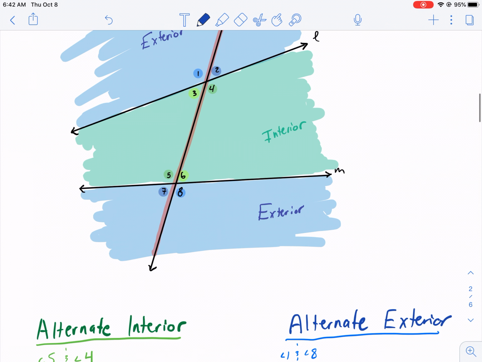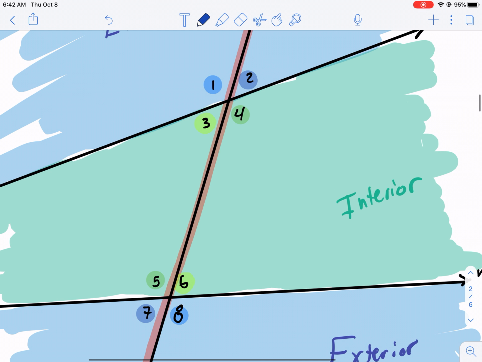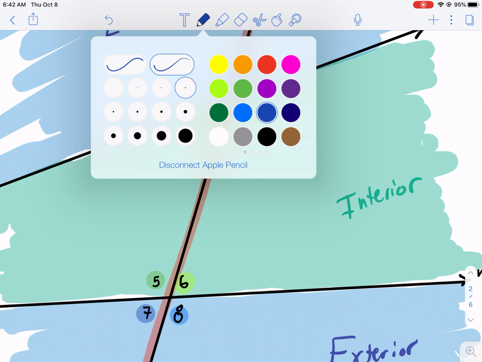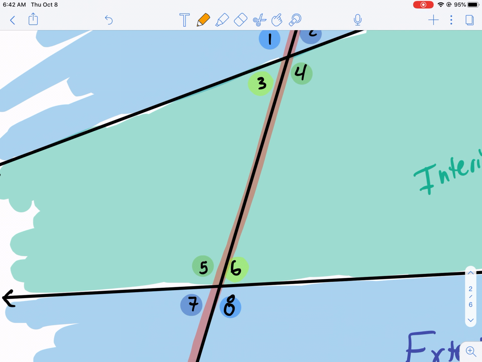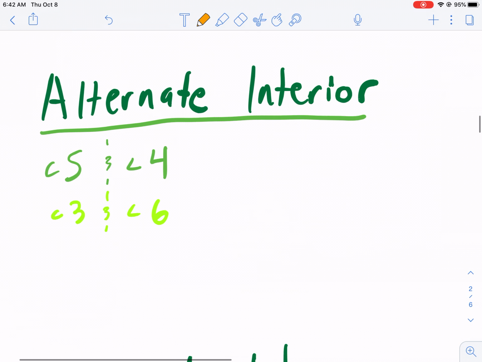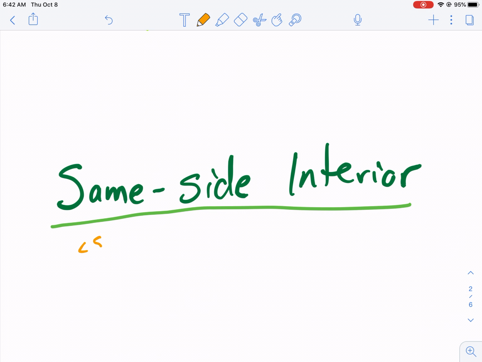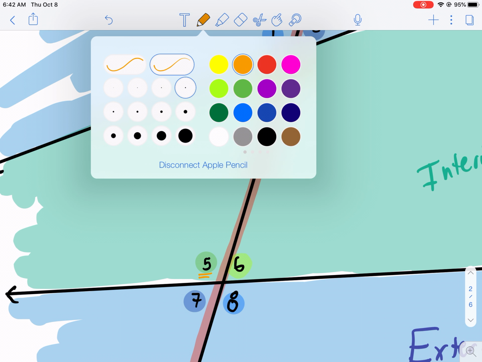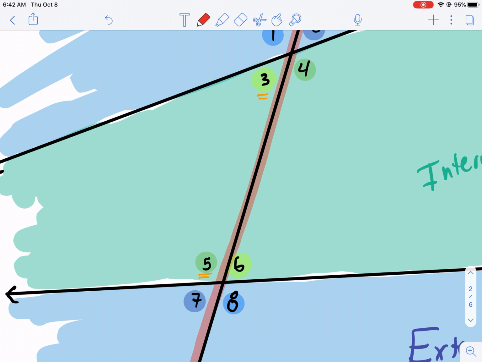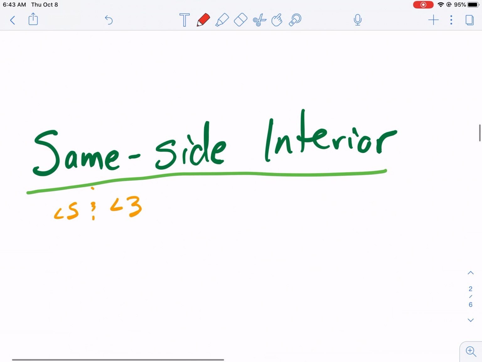Whatever. Okay, so I'm going to go up here, if you didn't pause it, and I'm going to show you which ones are the same side interior. So let's go ahead and use orange. So we're looking at the same side of the transversal and also on the interior. That would give us angle 5 and angle 3. Angle 5 and angle 3 are same side interior. By the same token, we look at the other side and we see that angle 6 and angle 4 are also same side interior. So angle 6 and angle 4.